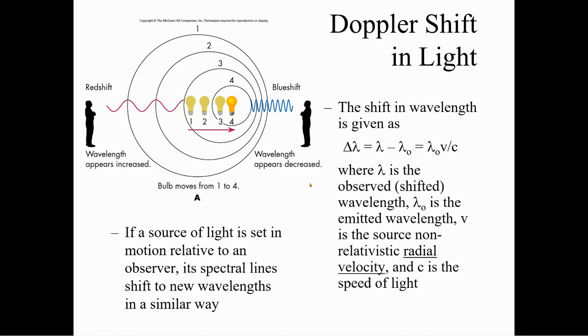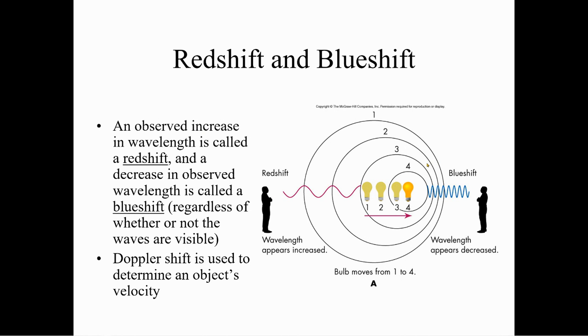The shift in wavelength is given as a change in the wavelength, where lambda is the observed shifted wavelength and lambda O is the emitted wavelength. V is the source's non-relativistic radial velocity, and C is the speed of light right here. An observed increase in wavelength is called a red shift, and a decrease in observed wavelength is called a blue shift, regardless of whether or not the waves are visible.